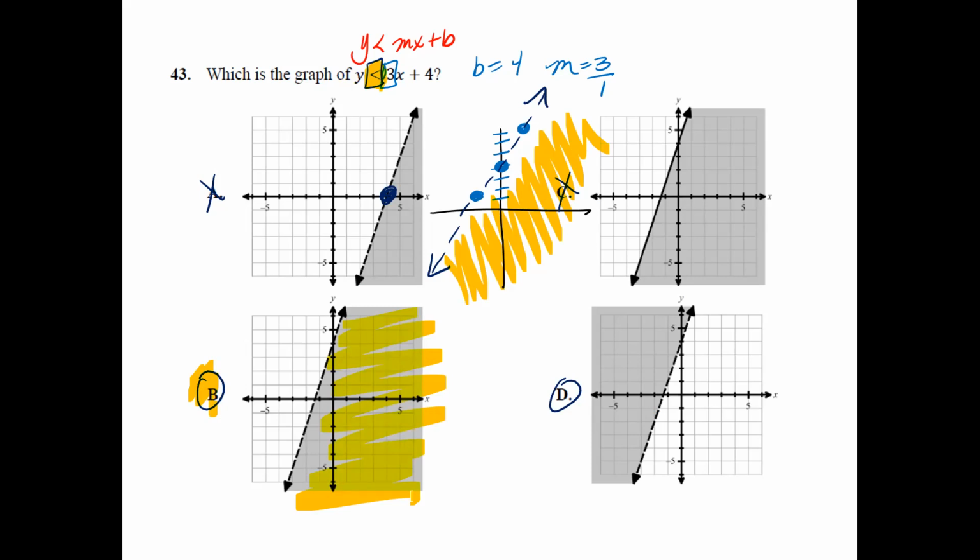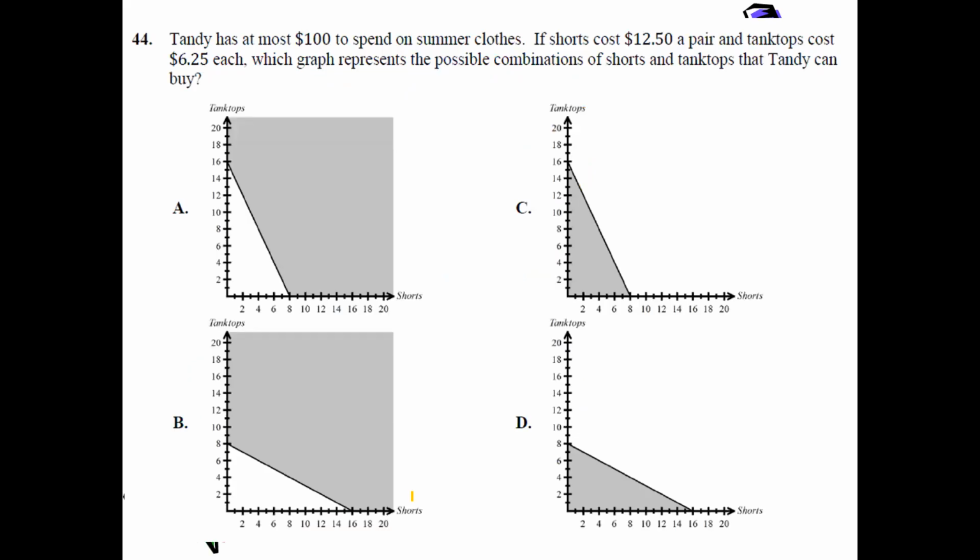All right, let's go on to the next one, you guys. That was actually not too bad. So the next one's number 44. Go ahead and read the question on Tandy. Go ahead and highlight the important information on there. What is Tandy doing that's making it important?